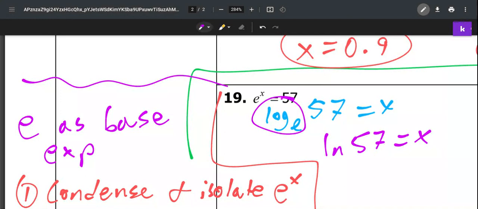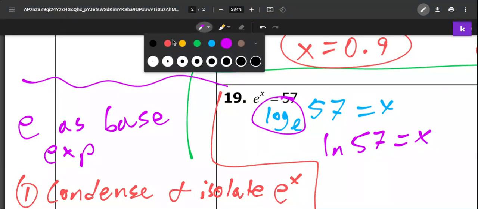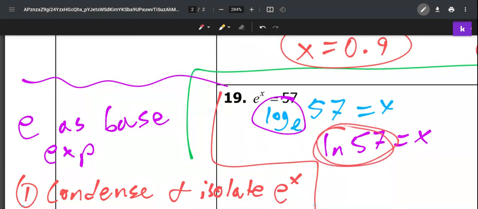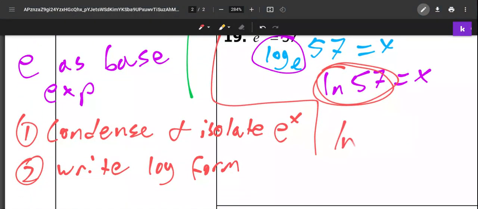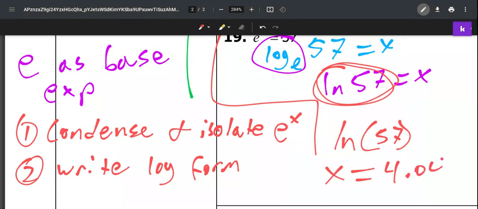And that equals x. Now, good thing about this is you can plug it in your calculator. You're going to press ln. It's right around the log button. Then you're going to see a parentheses open just like this. ln, open parentheses. You're going to plug in 57, close the parentheses, press equals, and you will see that x equals 4. Let's just write it 4.04.